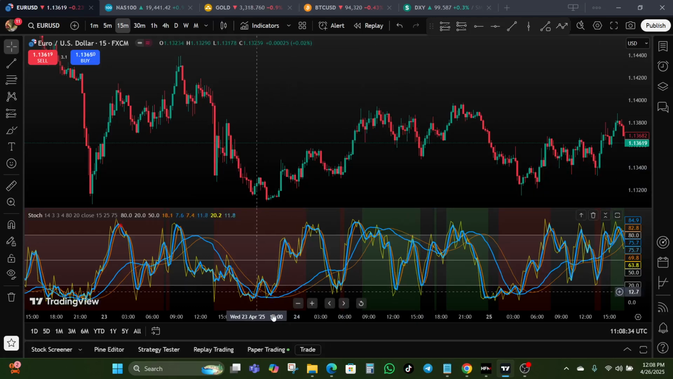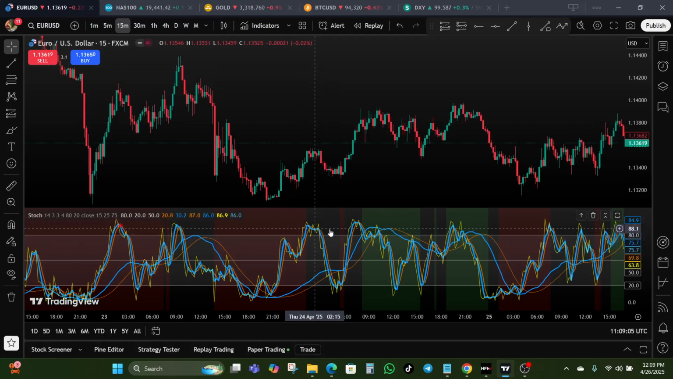Make sure that you see these faster lines, the ones that are dark blue and yellow. Make sure that they are both crossing above the 20 level before you enter a buy trade. All right, both the dark blue, the yellow, and the orange, you can see this orange line, they should all cross above the 20 before you enter a buy trade. Then if they all cross below the 80, that's when you should enter a sell trade.